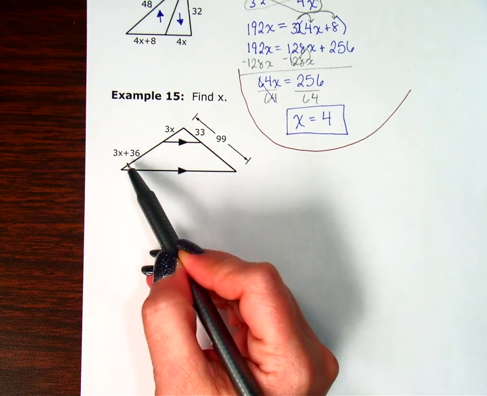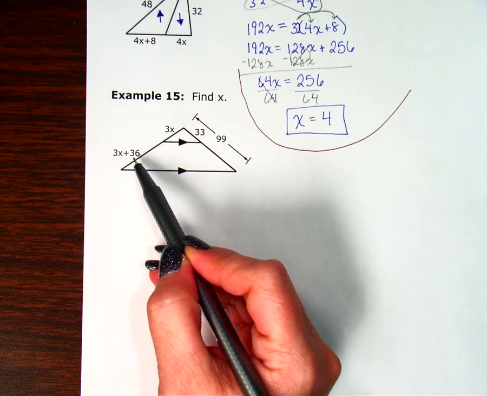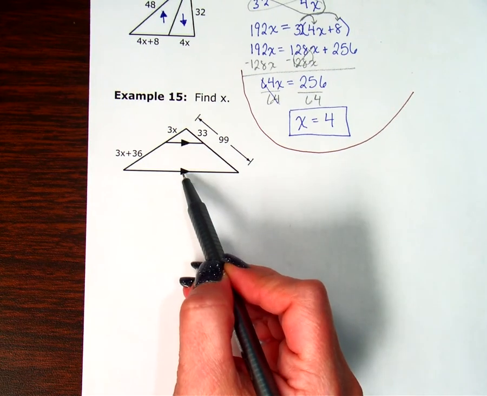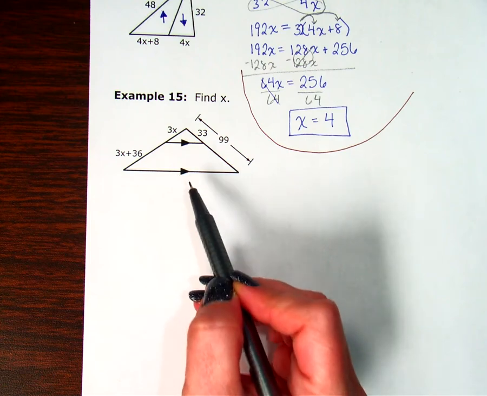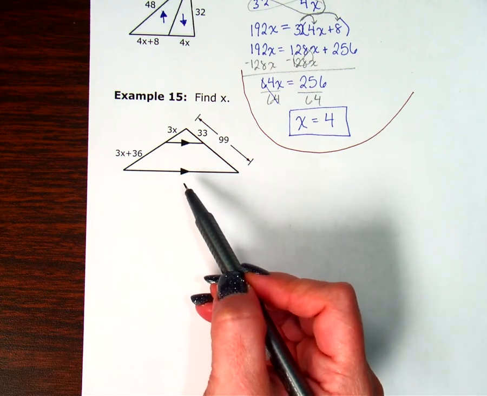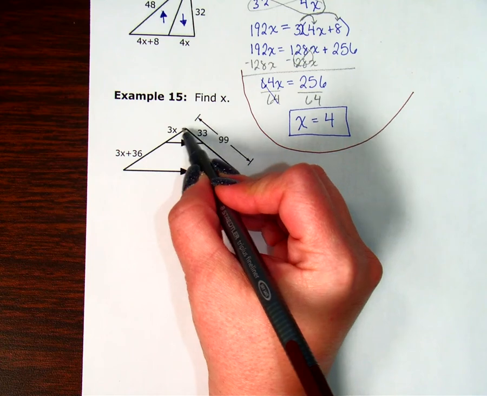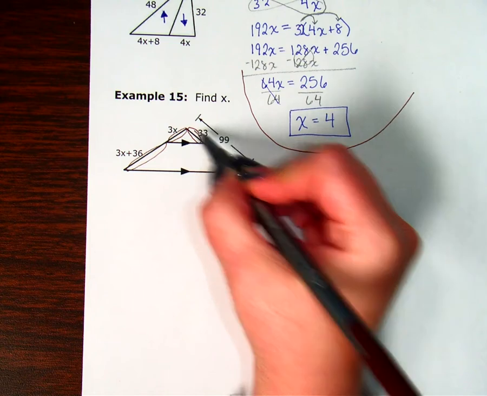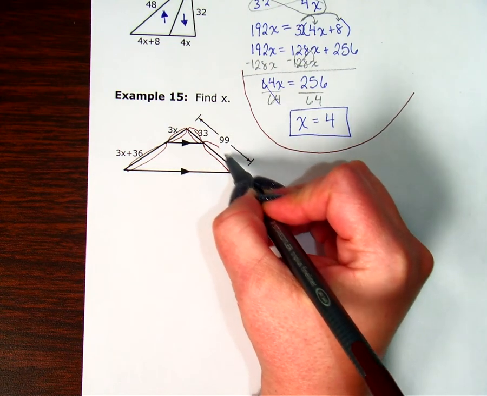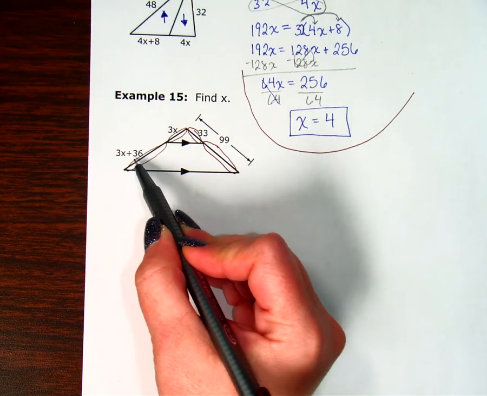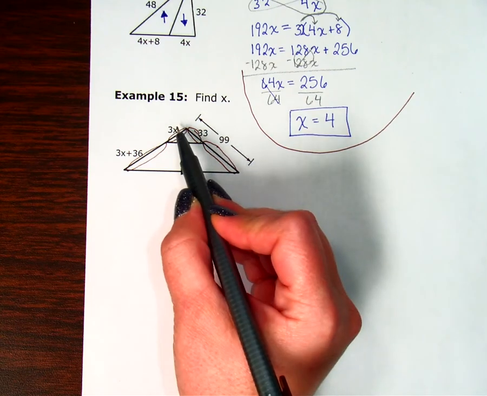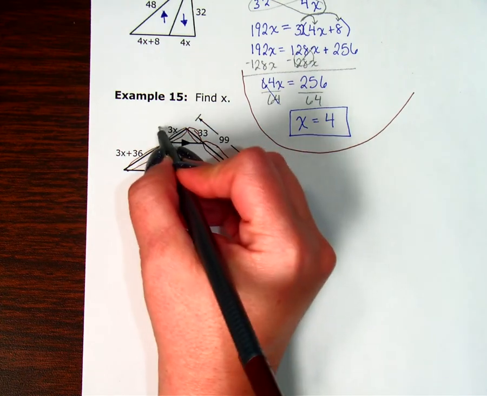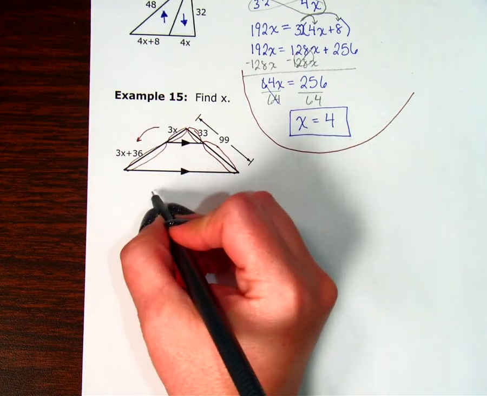I have a 3x here and I have a 3x plus 36 here. I do have my parallel segments. I'm not trying to find either one of the parallel segments, which means I don't have to redraw my triangles separately. I know that my two pieces here and here will be proportional with my two pieces here and here. Okay, so I'm going to do the left side and compare that to the right side. So I'm going to do my 3x over my 3x plus 36.